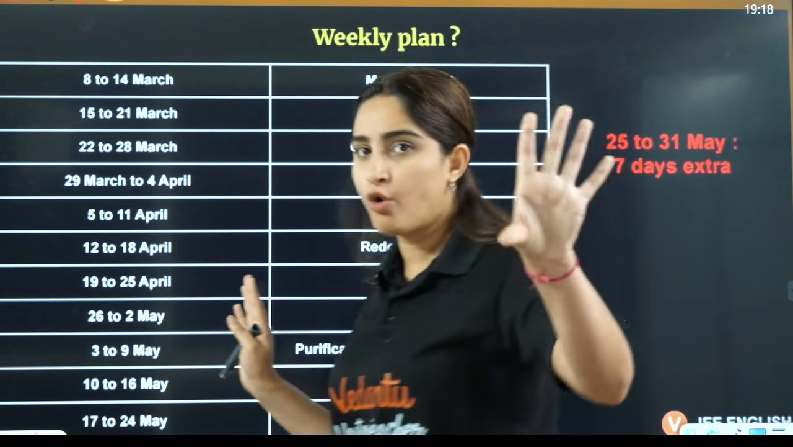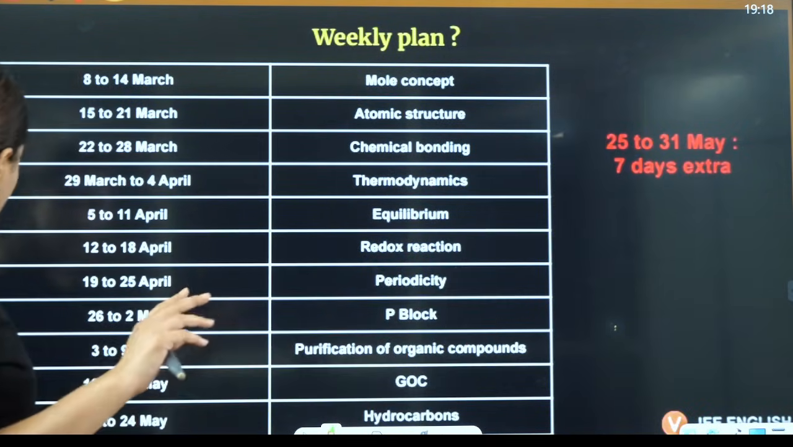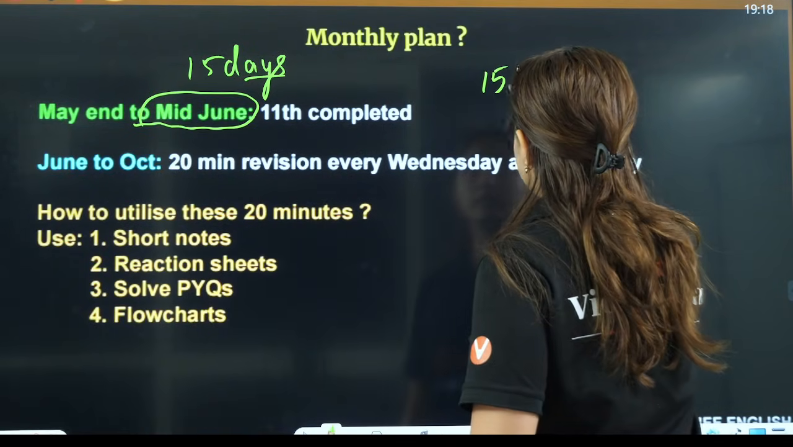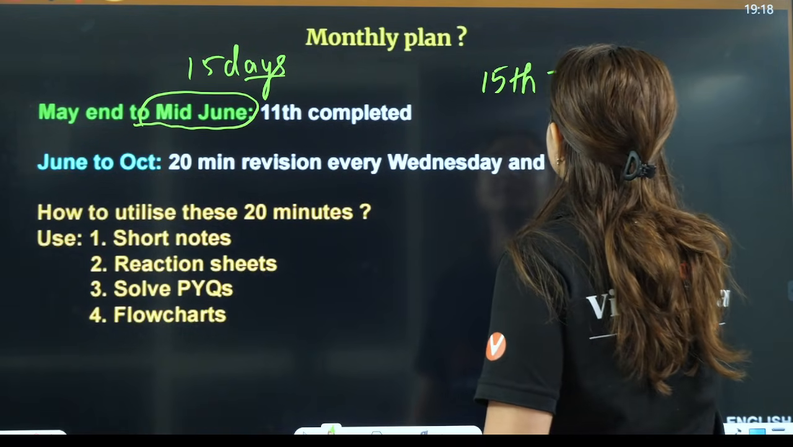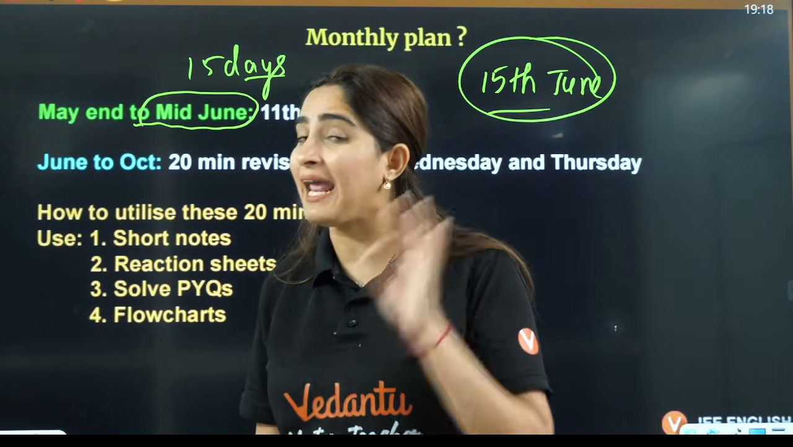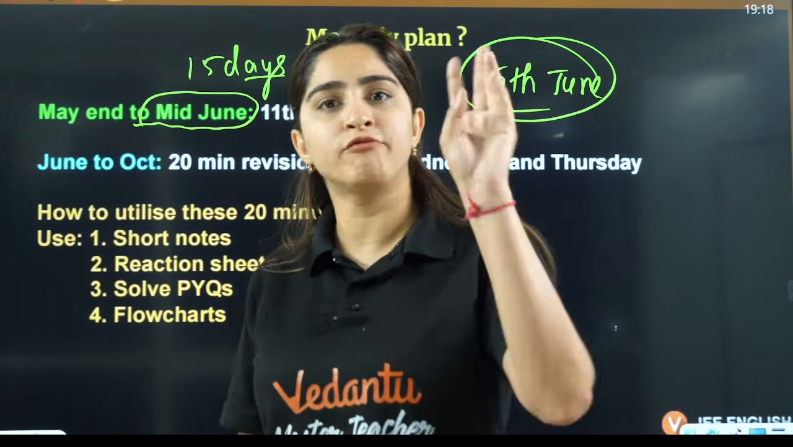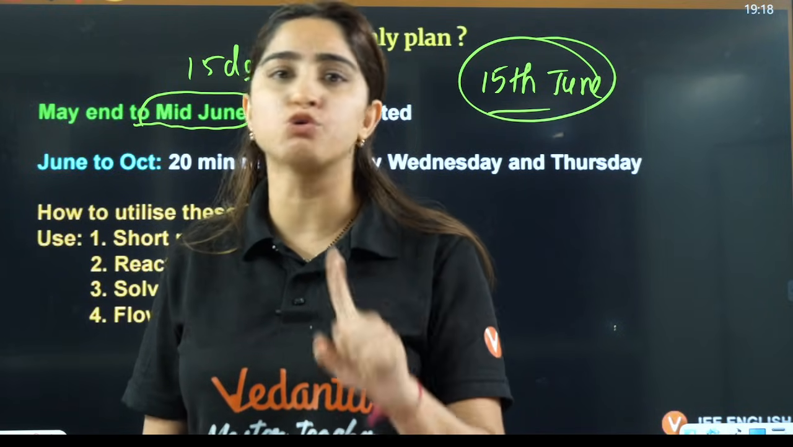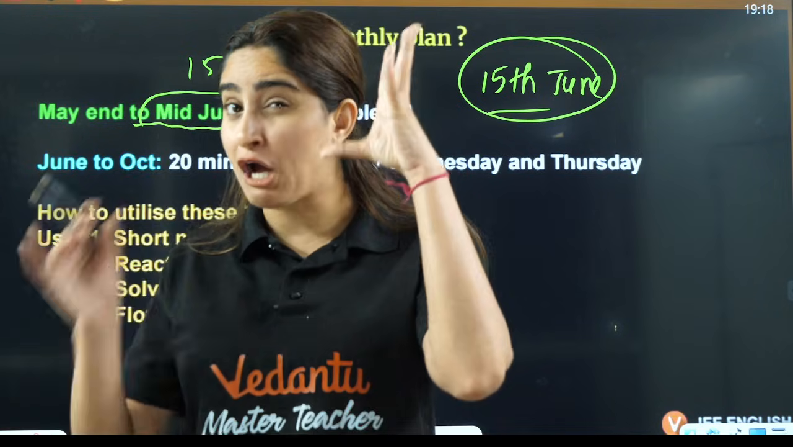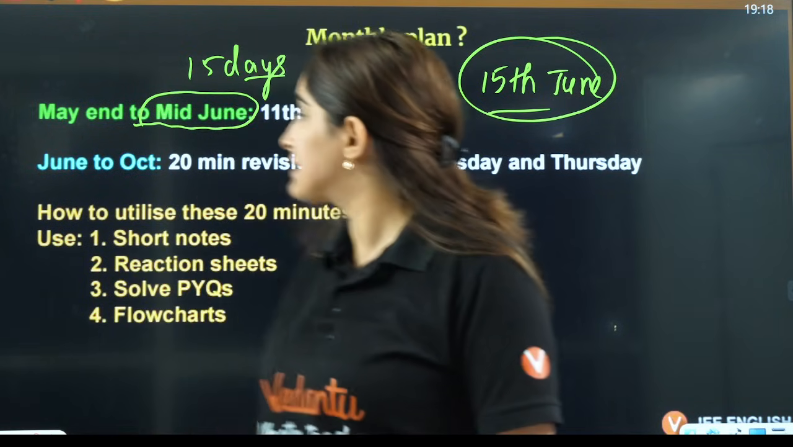A good amount, a good buffer I have given you, right? So within that buffer, till 15th of June, 100% surety, I want you to complete your class 11th anyhow. Not more than 4 hours in a week you should give to chemistry. That is for sure, 100% you should do that, right?